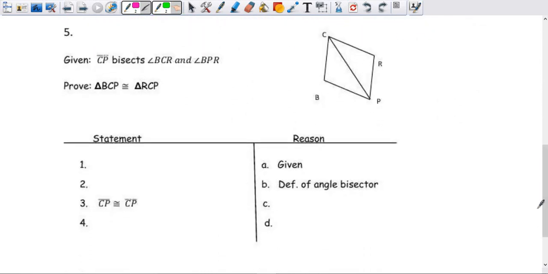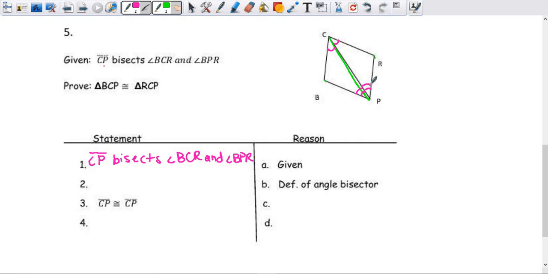All right, last kind of proof, we have that this segment CP bisects angles BCR and angle BPR. So we can put that as our first statement. And it already put our reason as given. So let's see what that looks like on the picture. CP is right here, and it says that it bisects angle BCR, so that's the whole thing, which would make these two little pieces congruent. And if it also bisects angle BPR, then I would have these two little angles congruent as well.